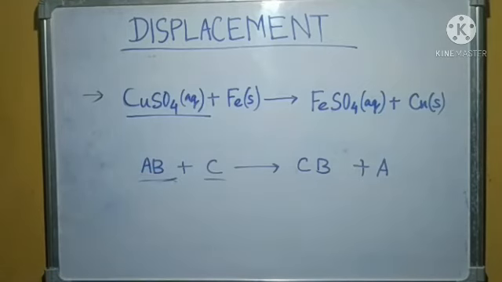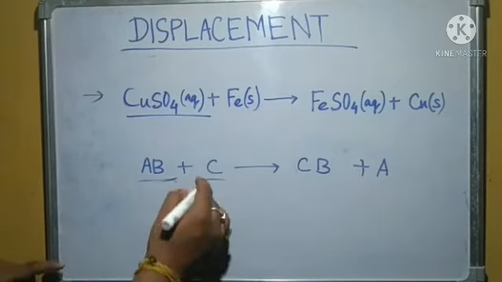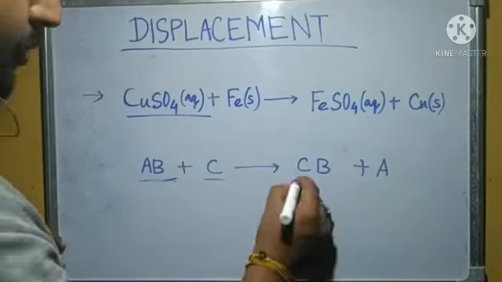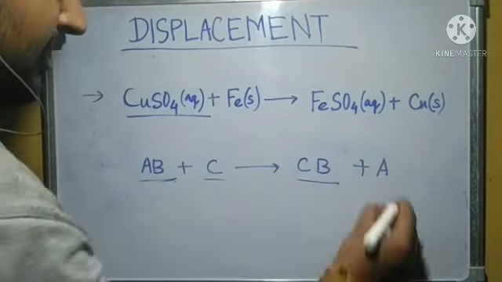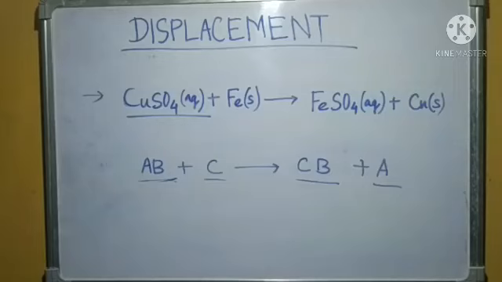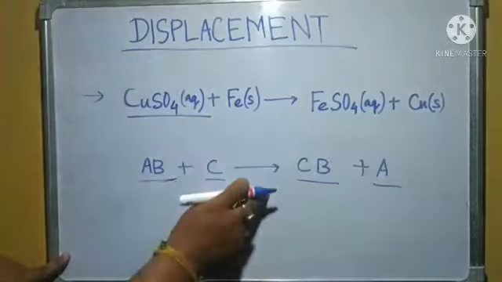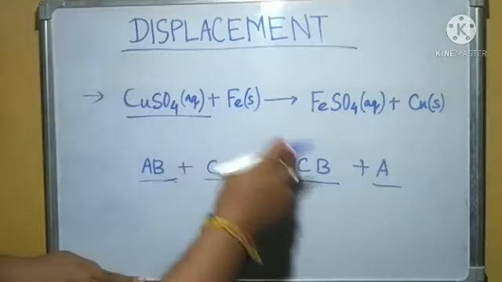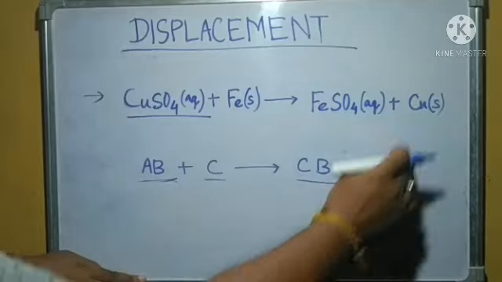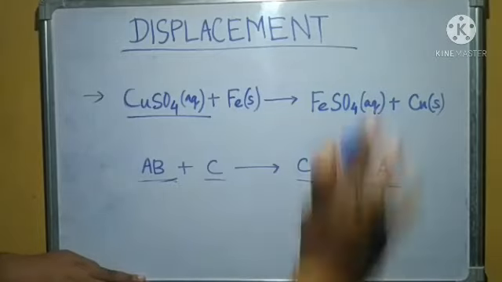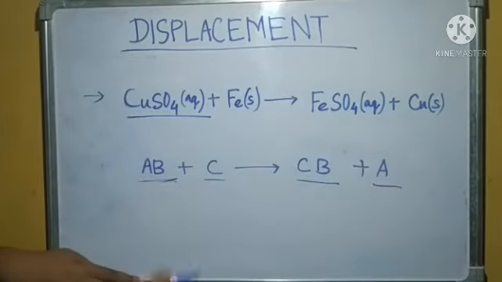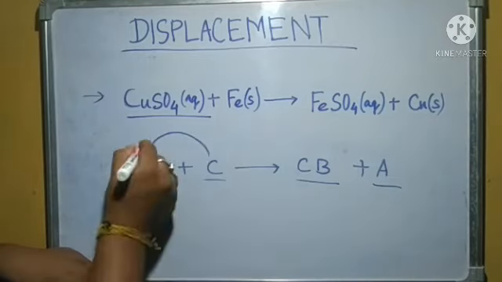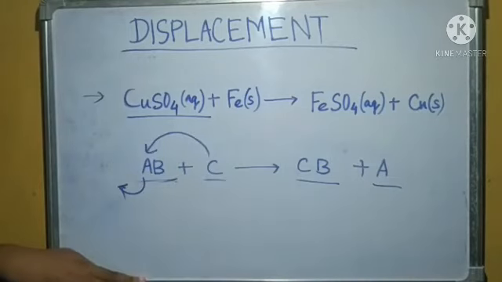C is another chemical species, preferably a metal. C is a metal, and then we get another compound CB, and A is another metal. Okay, so now if we compare this equation with this equation, what we can see is that AB is copper sulfate, C is iron, CB is ferrous sulfate, and A is copper.